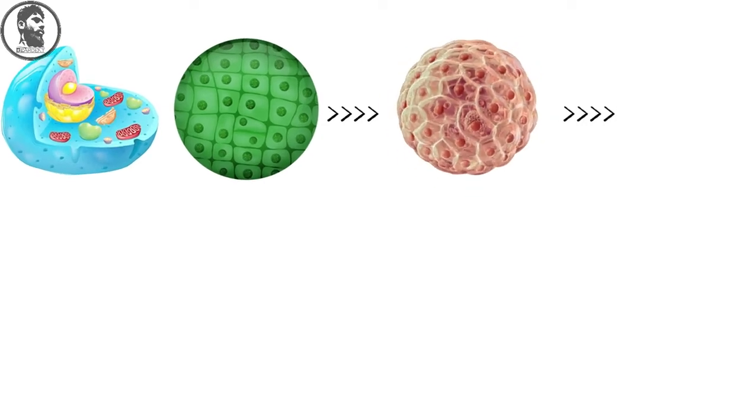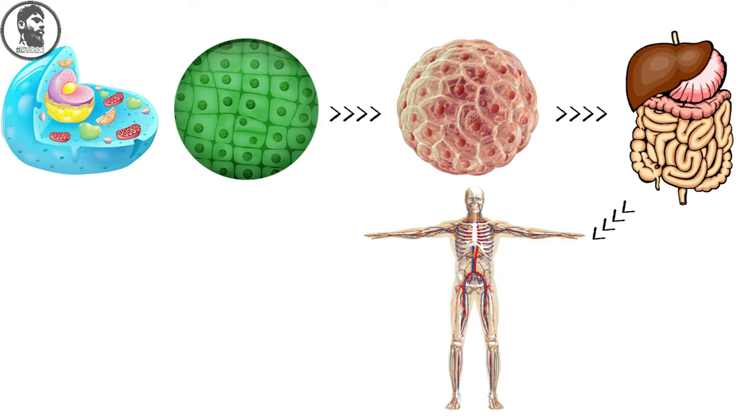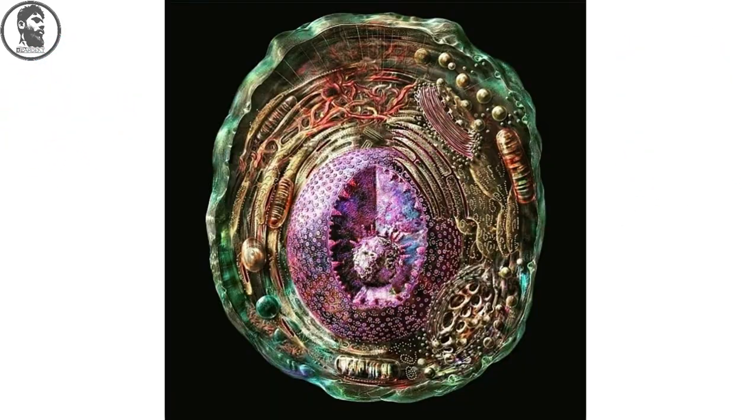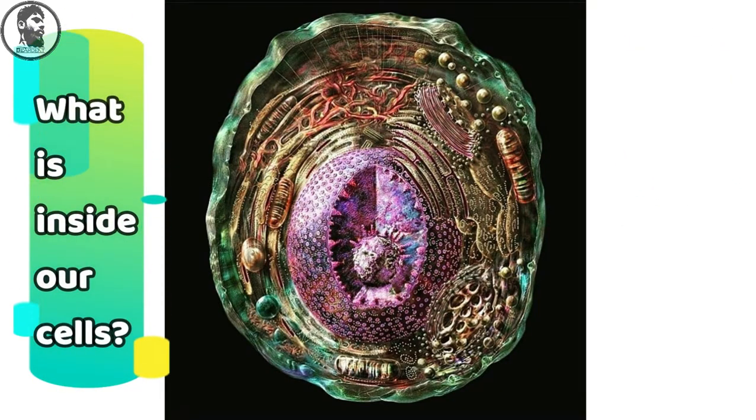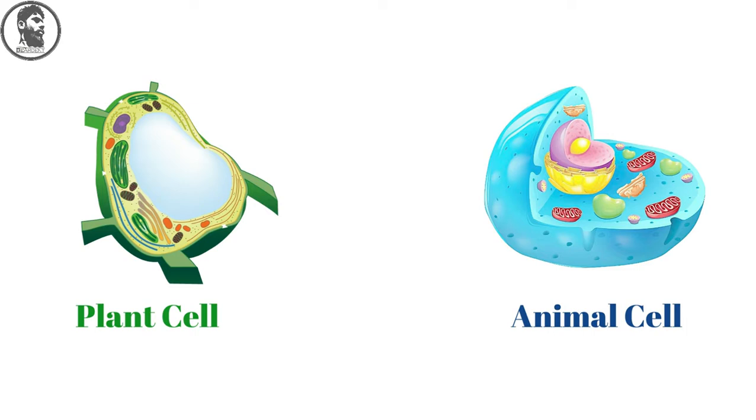Till now you have learned about cells and their arrangement to make a tissue, and tissues arrangement to make organs, and organs arrangement to make an organism, right? Now let's talk about what is inside our cells. Let's jump into a cell. Plants and animals have some differences in their cells. We'll discuss and learn in brief.